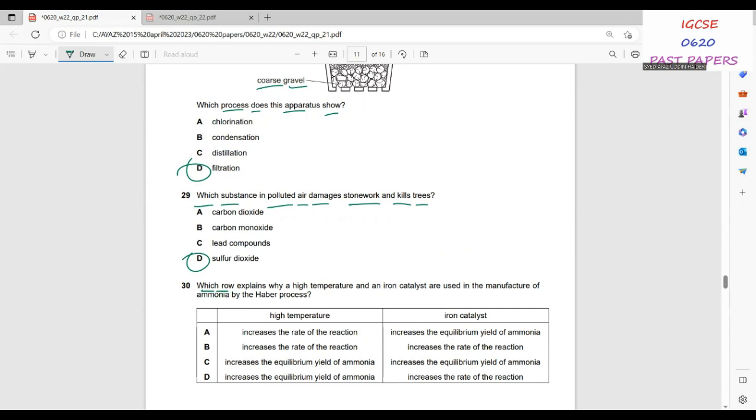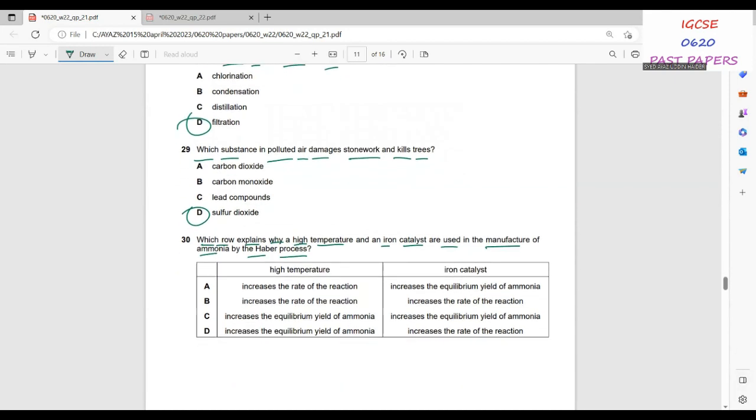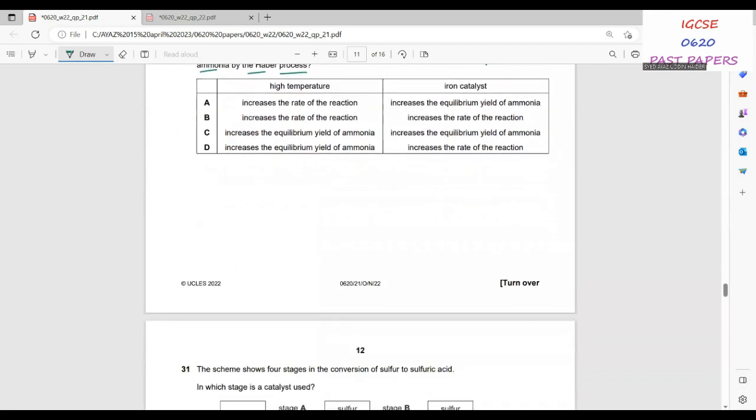30. Which row explains why a high temperature and an iron catalyst are used in the manufacture of ammonia by the Haber process? High temperature is used to increase the rate of reaction, and the catalyst also increases the rate of reaction. So only choice B will be the right one for this question.